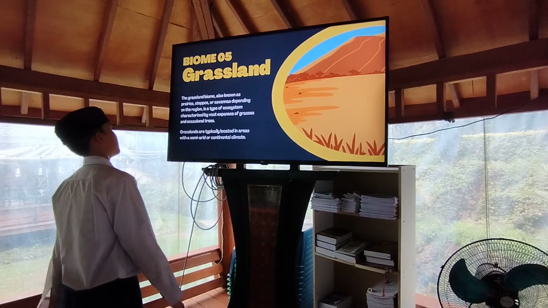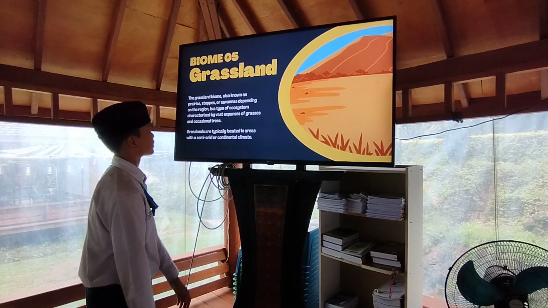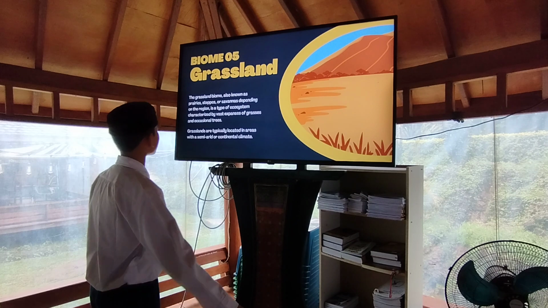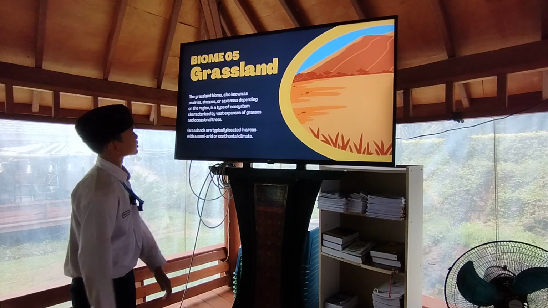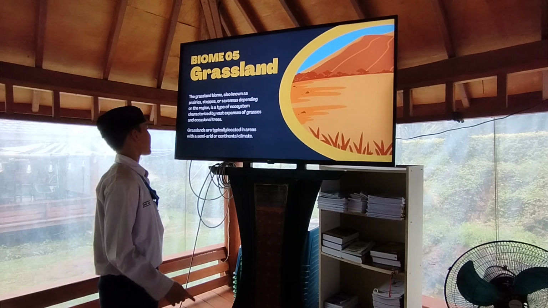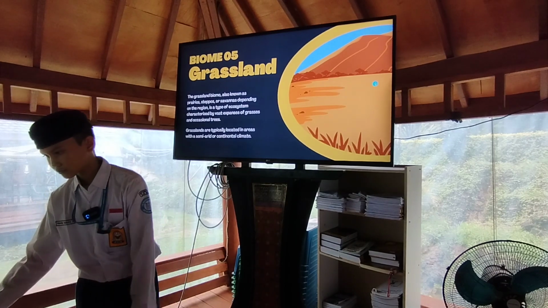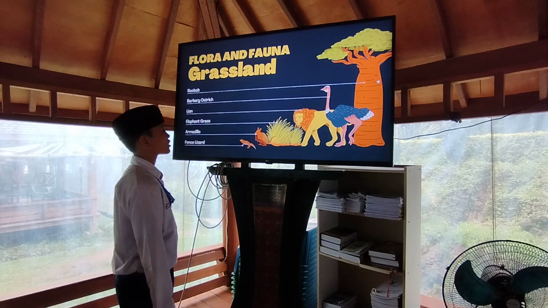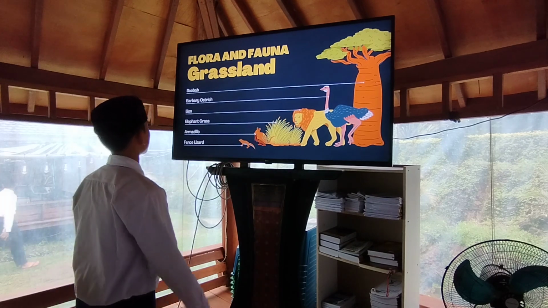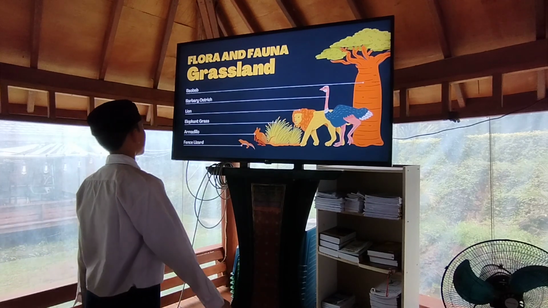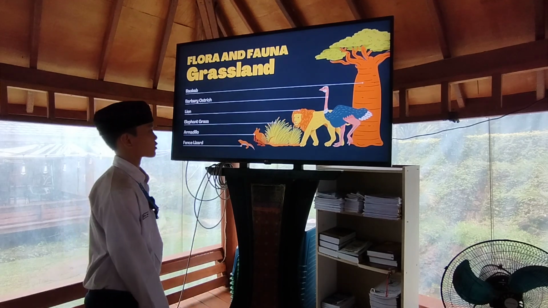The fifth one, the grassland biome, also known as prairies, steppes, or savannas depending on the region, is a type of ecosystem characterized by vast expanses of grasses and occasional trees. Grasslands are typically located in areas with a semi-arid or continental climate. Flora and fauna of the grassland: there is baobab, ostrich, a bird whose egg is good, and there's lion, elephant, grass, armadillo, and fence lizard.